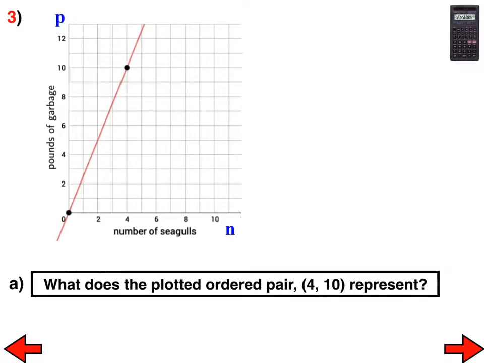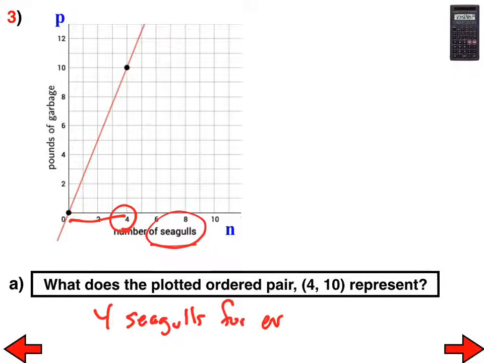All right. So, the ordered pair that is plotted there for us is 4, 10. Now we have a slightly different question here. The question is, what does the plotted ordered pair represent? Well, 4 is right here, and that represents the number of seagulls. So 4 seagulls for every, the 10 is pounds of garbage.